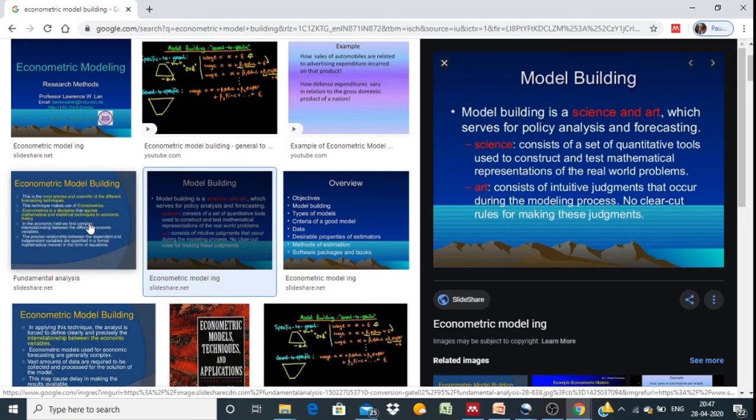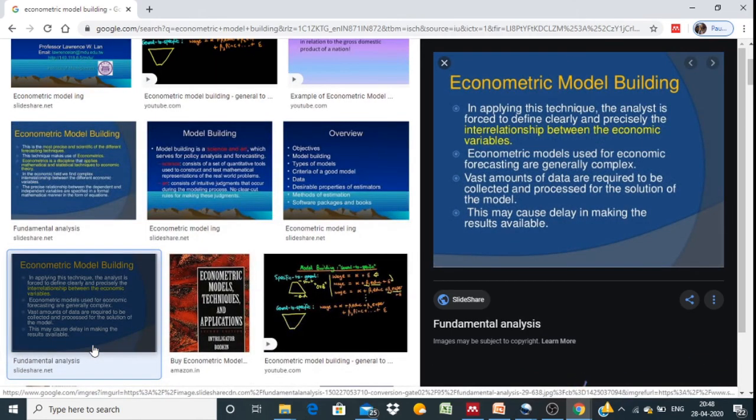Econometric model building is a science and art which serves for policy analysis and forecasting. In applying this model building technique, the analyst is forced to define clearly and precisely the interrelationship between the economic variables. Econometric models used for economic forecasting are generally complex. A vast amount of data is required to be collected and processed for the solution of the model. This may cause delay in making the results available also.